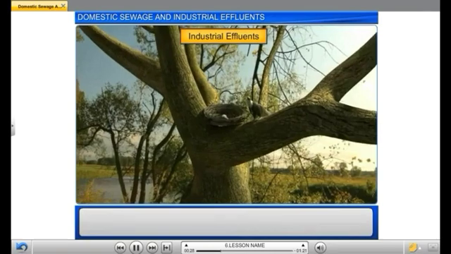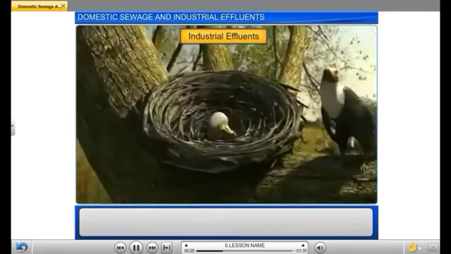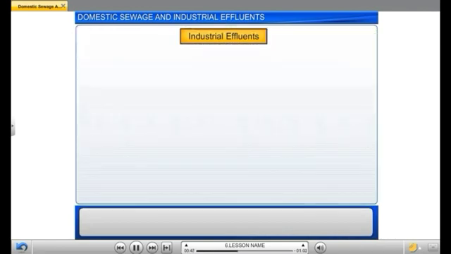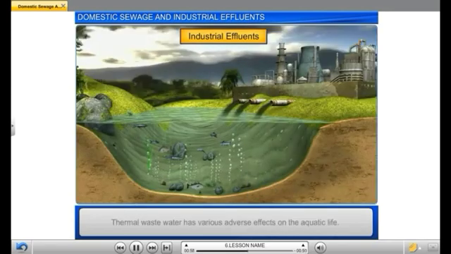High concentration of DDT disturbs calcium metabolism in birds, which causes thinning of eggshells and their premature breaking. This eventually results in a decline in bird population. Apart from releasing toxic pollutants, industries such as thermal power plants also release heated or thermal wastewater into water bodies. This wastewater has various adverse effects on aquatic life.